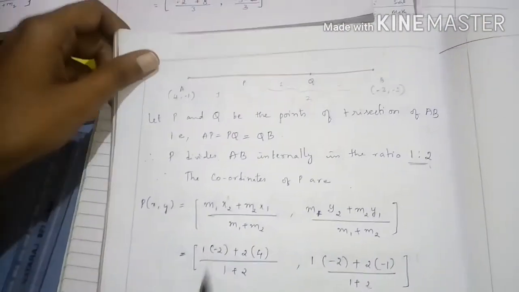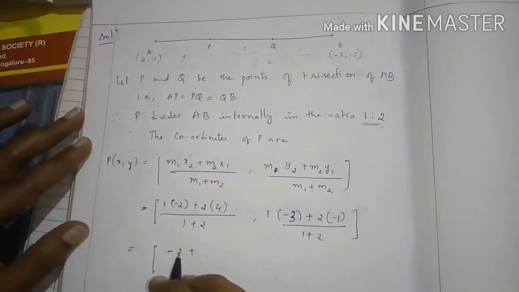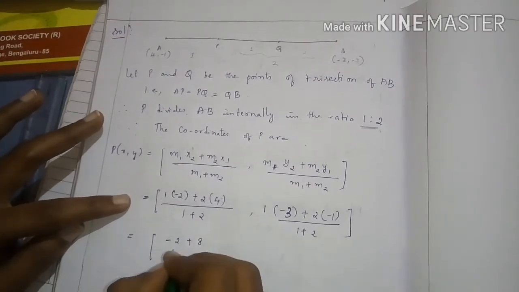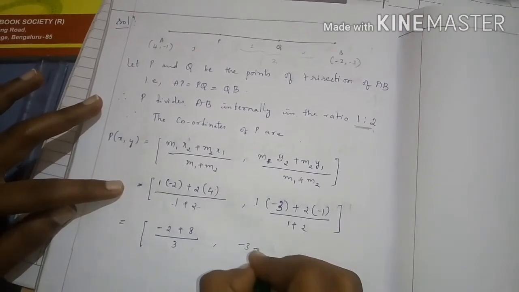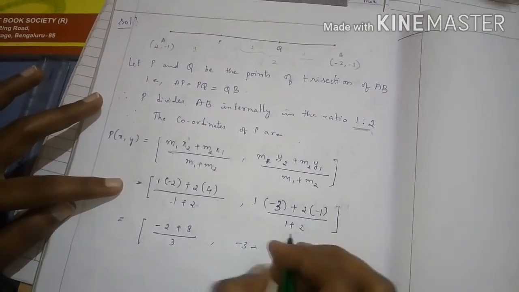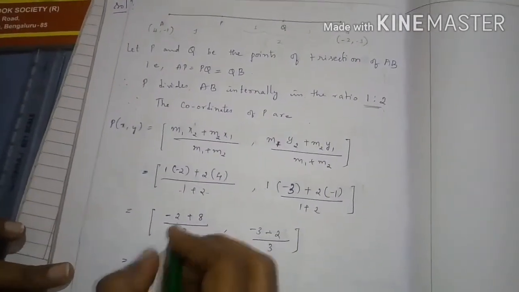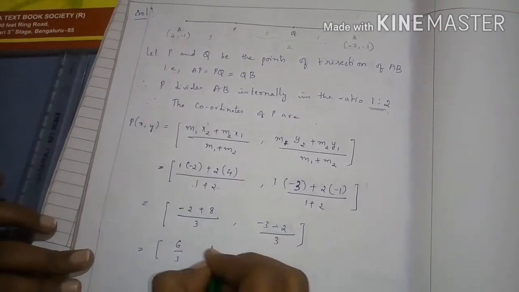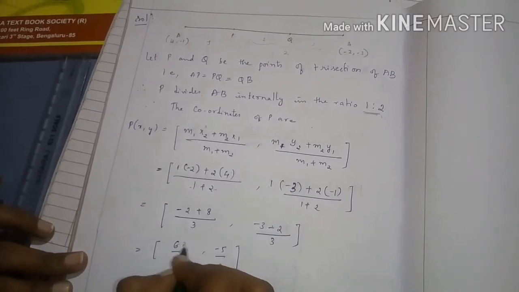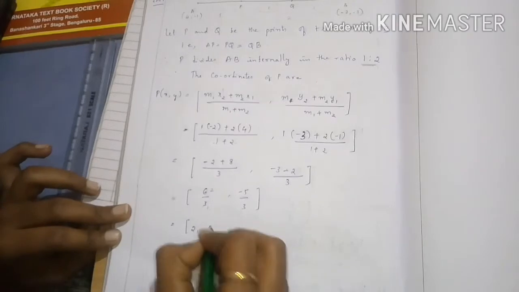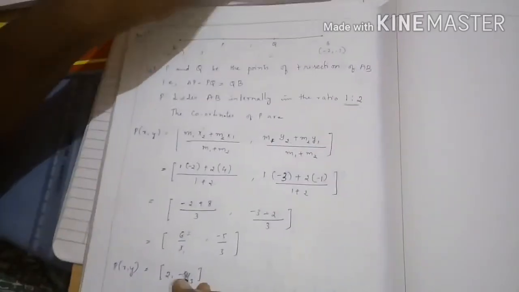Okay, now -2 into 1 is -2, 2 into 4 is 8, divided by 2 plus 1 is 3. This is -3 into 1 is -3, 2 into -1 is -2, divided by 1 plus 2 is 3. That is -2 plus 8 is 6 by 3, and -3 minus 2 is -5 by 3. This can be simplified: 3 ones are 3, 3 twos are 6. That is, we get 2 comma -5 by 3. That is P of x comma y is (2, -5/3).